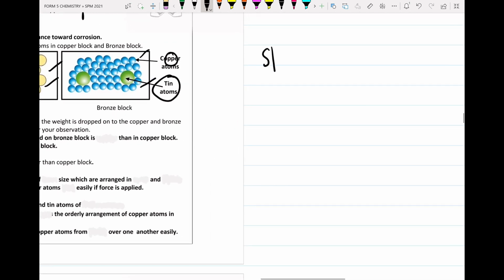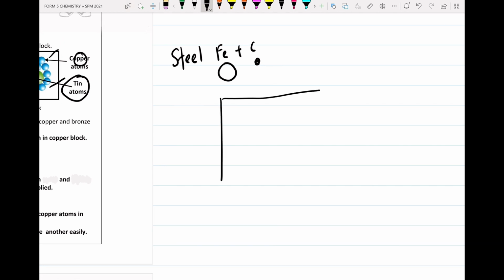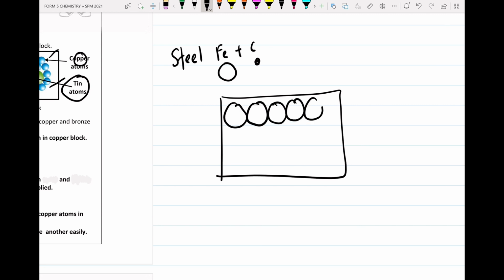So we try to draw for steel. Steel is made up of iron plus carbon. All right, carbon is a smaller atom, iron is a bigger atom. So how to draw for this one? And iron in orderly layers. So I'll try to draw here. So how to draw? So iron is in layers. So I put iron like this. All right.